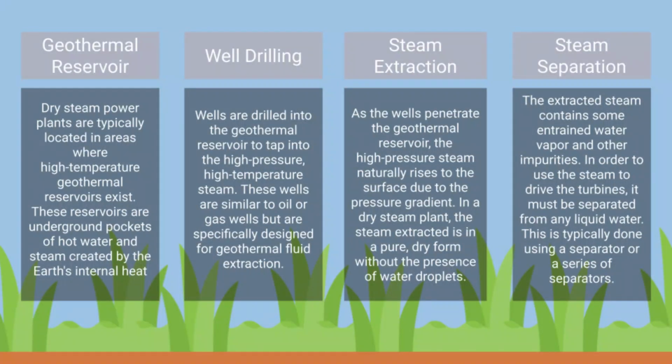The dry steam power plants are usually located in a high temperature geothermal reservoir, and it is usually underground hot water and steam, created by the earth's internal heat. Next is well drilling. The wells are drilled into the geothermal reservoir to tap into the high temperature steam, and the wells are similar to oil or gas wells.